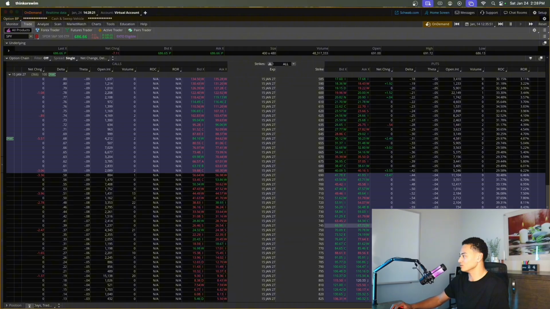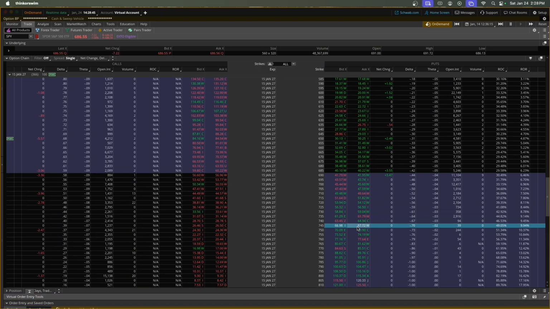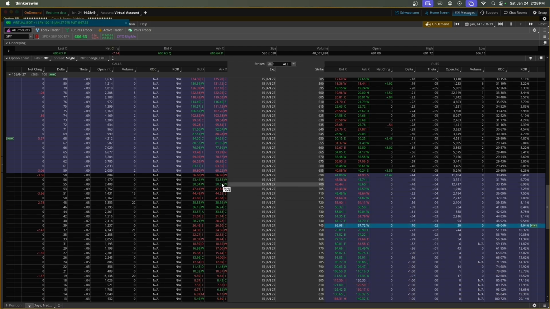And I'm going to choose, what I can do is I can go ahead and do 0.7 delta, okay? Because I don't think it's going to get to 745, or I want to save as much intrinsic value as possible. So I'm going to come over to this one. Delta is at 0.7, and I'm going to purchase this one right here. I'm going to confirm and send it.